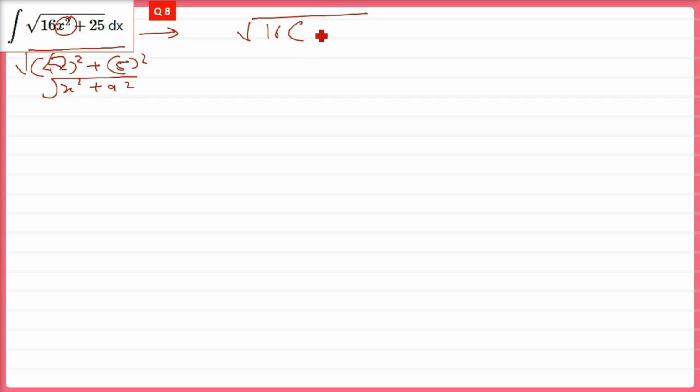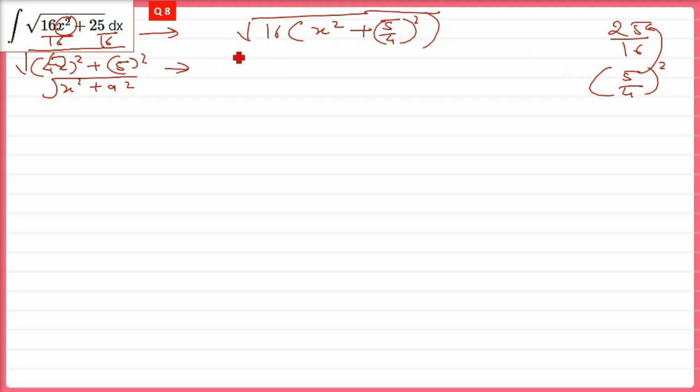So in order to get rid of this 16, I'll take 16 common. And when you take anything common, it is just that division, divided by everything which is inside. So if we take 16 common, x square plus 25 by 16 will come. So 25 by 16 can be written as 5 by 4 whole square, since 5 5s are 25, 4 4s are 16. So now we can modify this equation in this way: this under root 16 which has come is actually under root a into b form. So I am taking under root a as under root 16, under root b as under root x square plus 5 by 4 whole square.